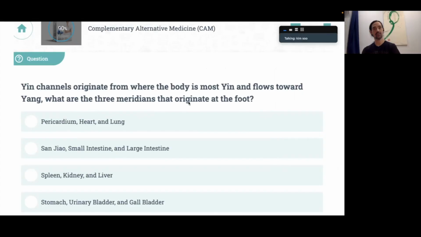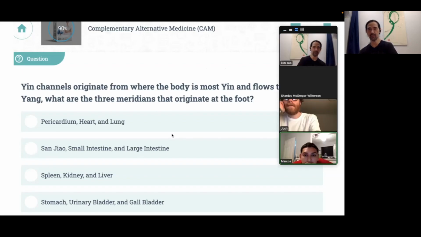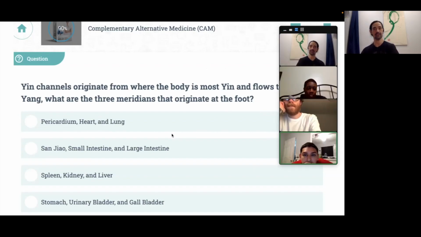Yin channels originate from where the body is most yin and flows towards yang. What are the 3 meridians that originate at the foot? Okay, this is just going to throw you off. Don't even worry about the first part of this sentence. What are the 3 meridians that originate at the foot? So you got to think, the 3 that originate at the foot.